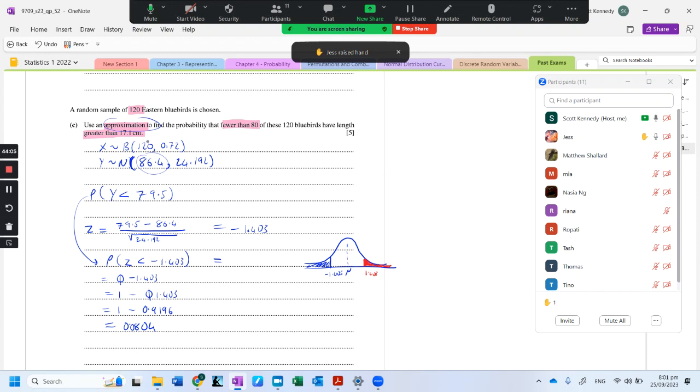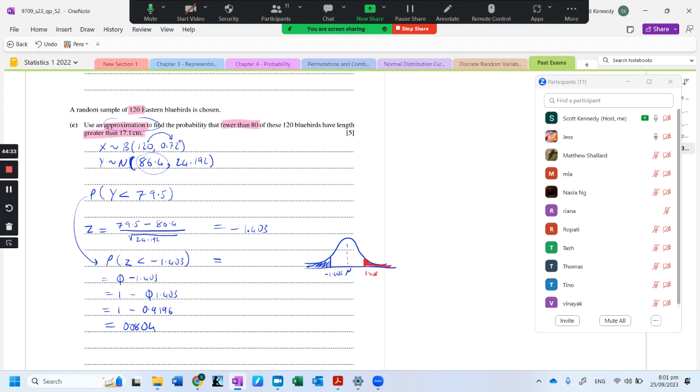Yeah, good. So when we're transferring from a binomial to a normal, we times N P. So we go this one times this one. So N times P, and that's the mean of the normal. Are you happy with that?